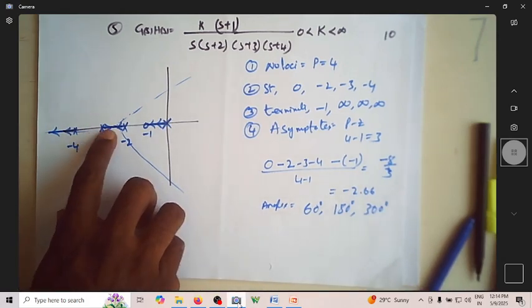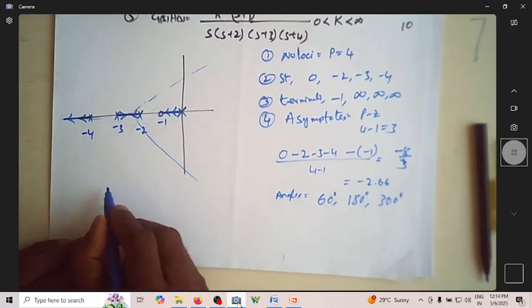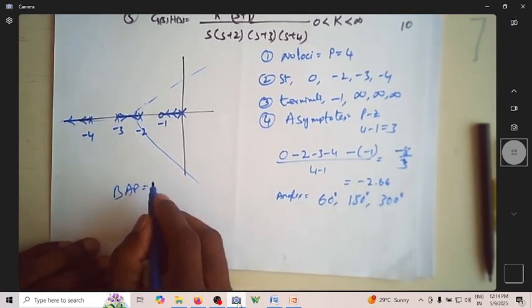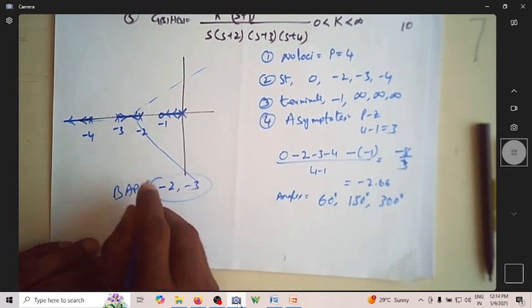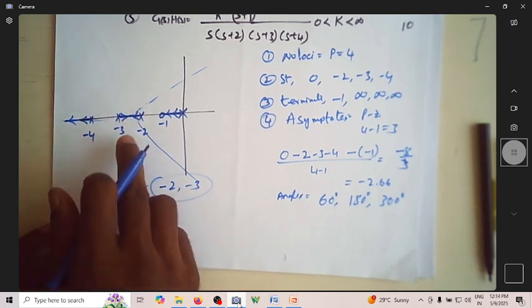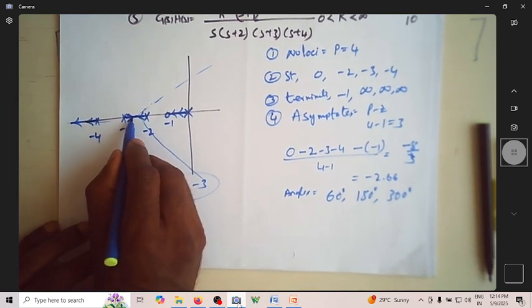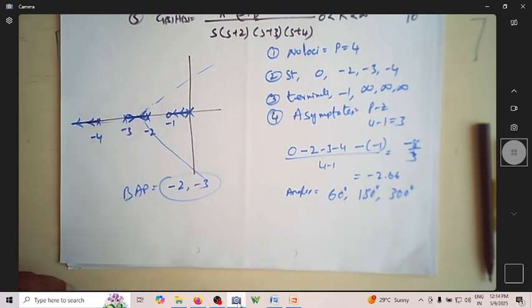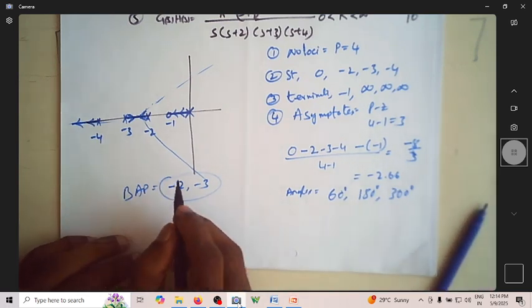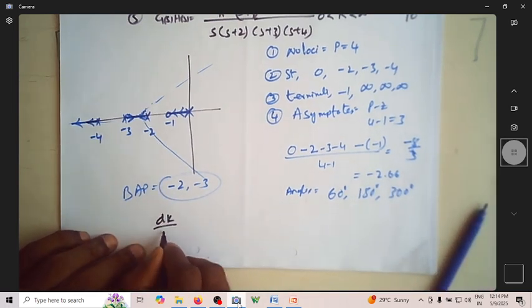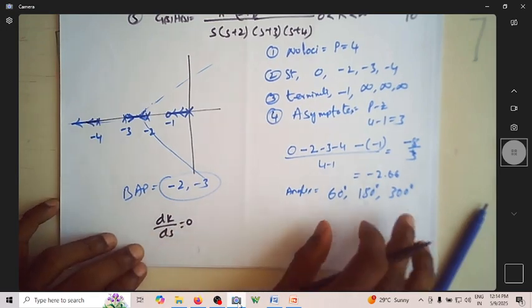We are looking at a breakaway point. So the breakaway point is required between -2 and -3. So this is in between it. You are looking for a breakaway point, because the closed loop poles are coming opposite only over here. So to do that, we need to do dk by ds and equate it to 0.